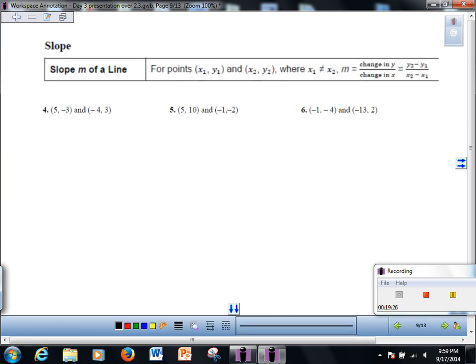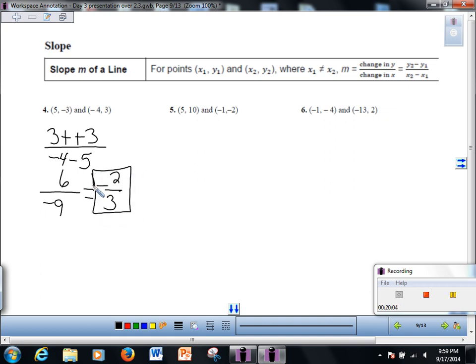Here's your 4, 5, and 6. Let me click through these now. I need to go my change in y, so I'm going to go 3 minus negative 3 over negative 4 minus 5. Remember, 2 negatives make a positive. So this becomes 6 over negative 4 minus 5 is negative 9. But that's going to reduce. 3 goes into both of those, so my answer, negative 2/3. And you got it.